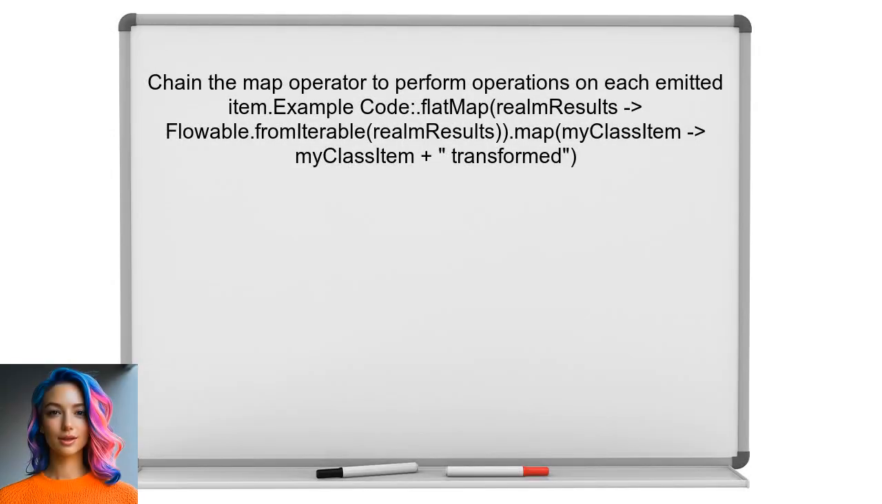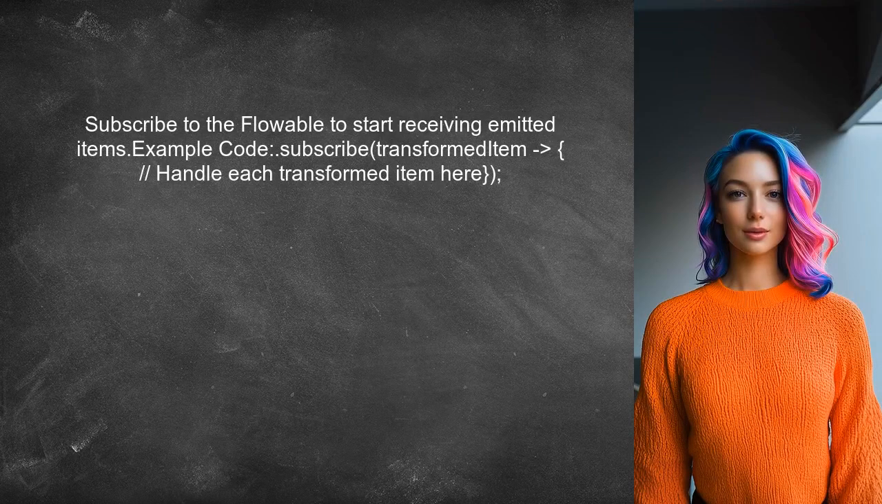After that, the user can chain the map operator to perform operations on each emitted item. This allows for further transformations or actions on the individual MyClass objects. Finally, the user can subscribe to the Flowable to start receiving the emitted items. This is where the processing of each item will take place.